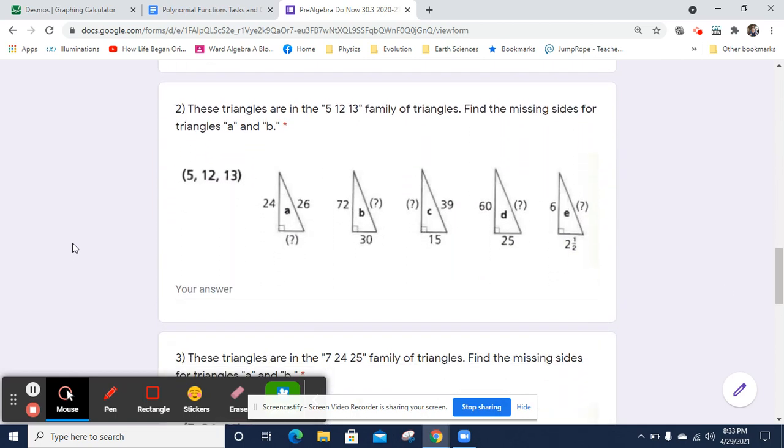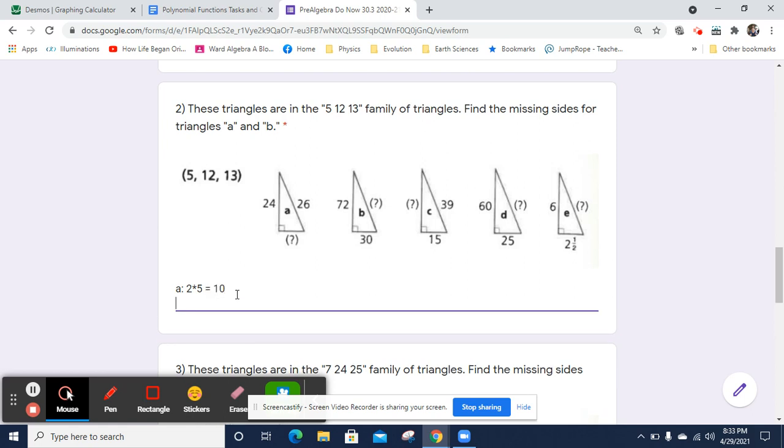Okay, now we've got a 5, 12, 13, and I want you to work out what triangles A and B are. Don't worry about C, D, and E. They'll come later today. So here we have a 24 and a 26. We're going to look at the 5, 12, 13. These must be the 24, the 12, and the 13 part of this, as they are both multiples. This is a multiple of 12. This is a multiple of 13. And neither of them are multiples of 5. So this one is the 5. So this is 2 times 12 and 2 times 13. So this is going to be 2 times 5. So A is going to be 2 times 5, which is 10.